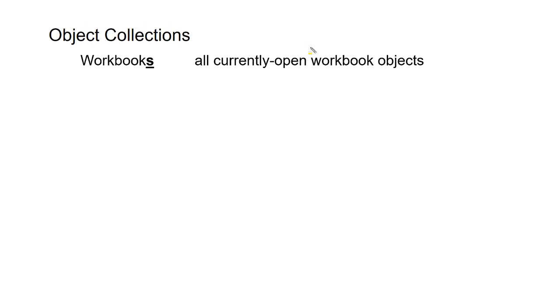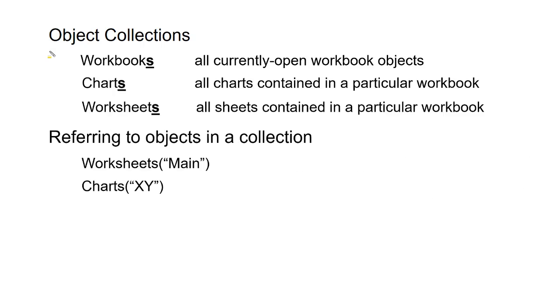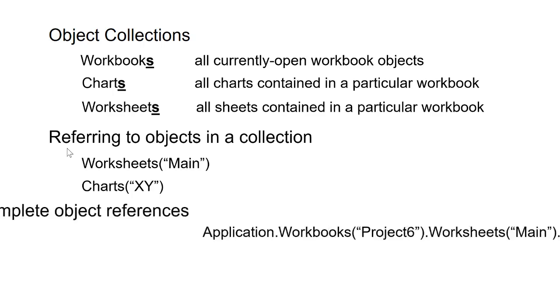You can also have object collections like workbooks. Instead of just workbook, you can have it with an S there that corresponds to all currently open workbook objects. You can have charts. You can have a collection of all the worksheets. So for example, that's how you would refer to the worksheet called main. Maybe you have a chart that's named XY. That's how you can refer to that chart of the collection charts.